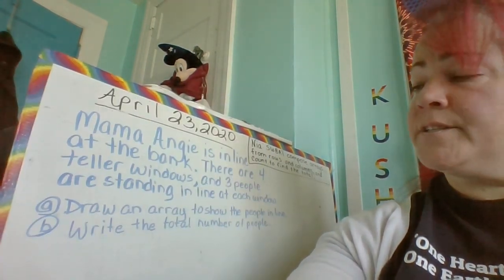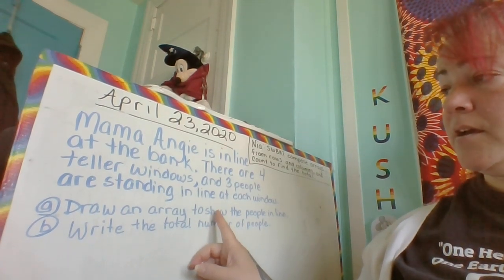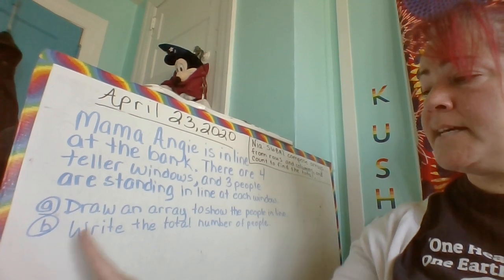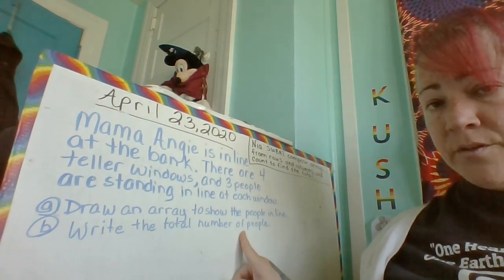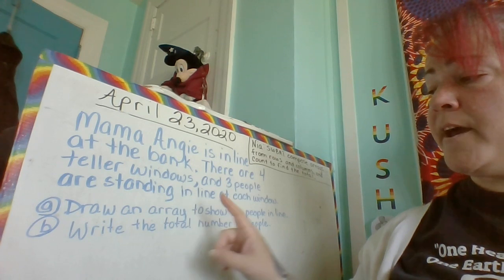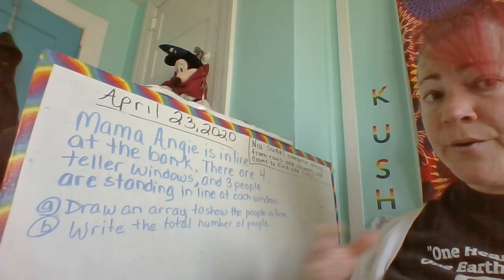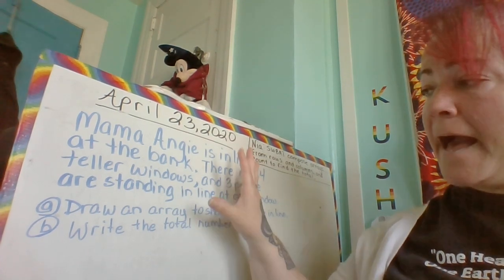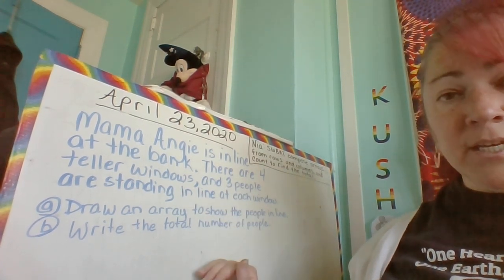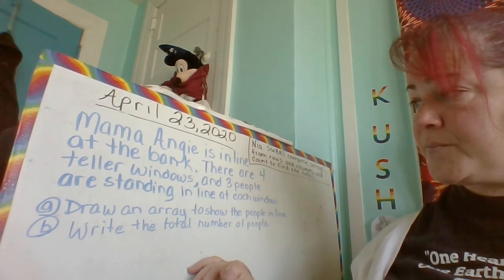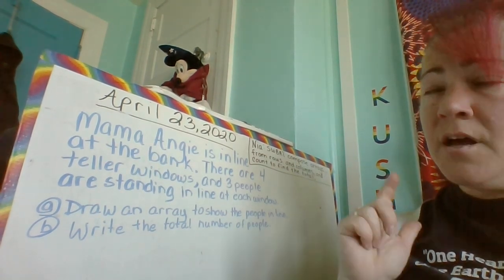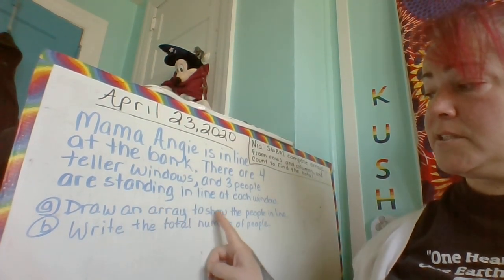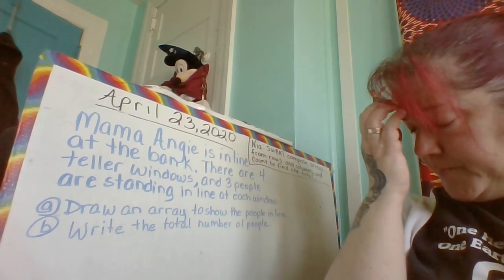So you're going to have to create an array using the information from our application problem. Then B says write the total number of people. So after you draw your array, you should be able to find letter B with no problem. So at this time, you are pausing the video, copying. Yes, Joaquin, you are copying everything on here: cubing it, circle, underline, box, explain, which is here, and then solve.